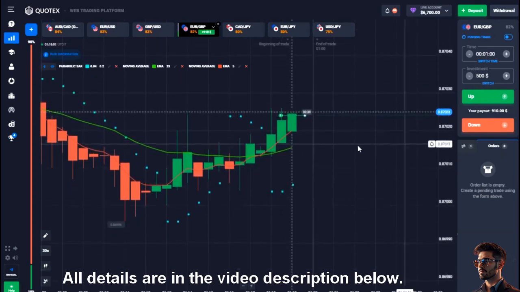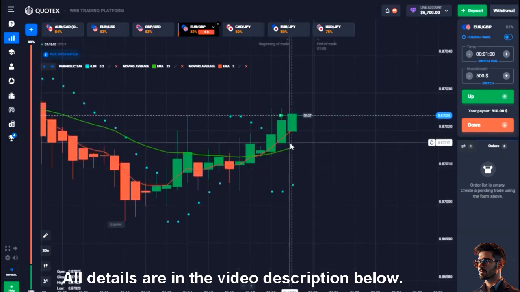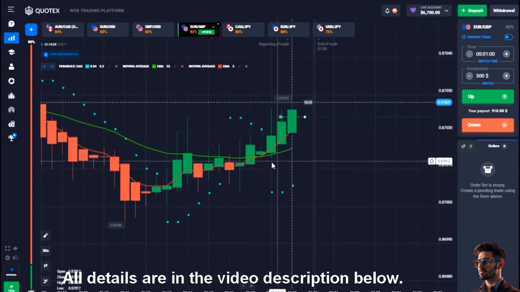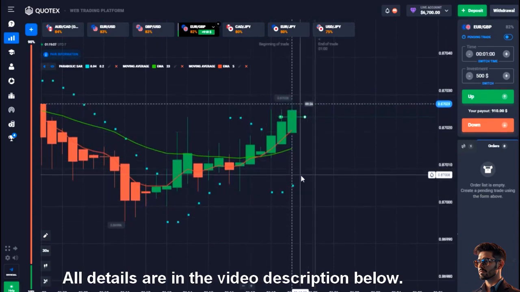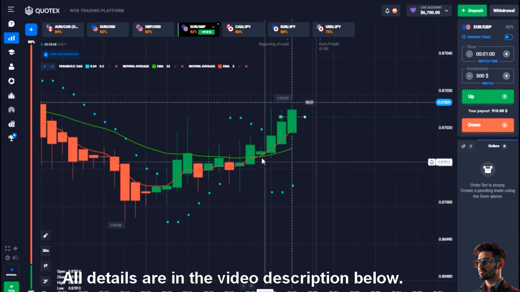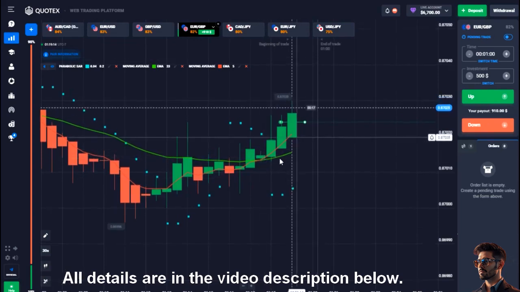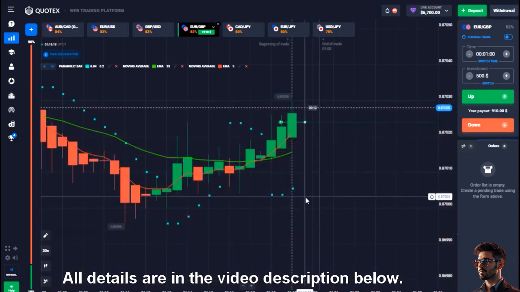So what I did here is very simple. The number one thing, let's make sure that your parabolic SAR is giving you a confirmation of an uptrend. Not only that, make sure that both your moving averages intersect each other, and they should be giving you a confirmation of an uptrend as well before you enter a trade. It is very important.